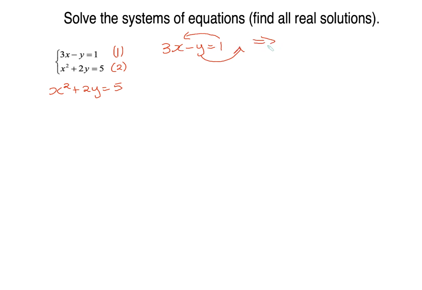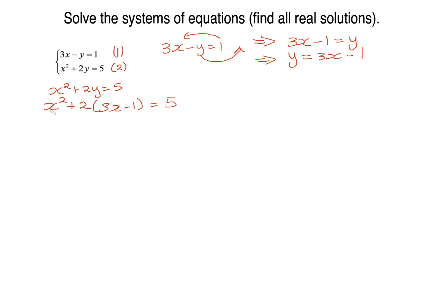So the 3x is going to stay. When the 1 comes over, it becomes negative 1. When the negative y goes to the right, it becomes positive y. So basically, I rewrote my equation in terms of y: y equals 3x minus 1. And I'm going to take this y and replace it in my equation 2. So I have x squared plus 2 times the quantity 3x minus 1 equals 5.